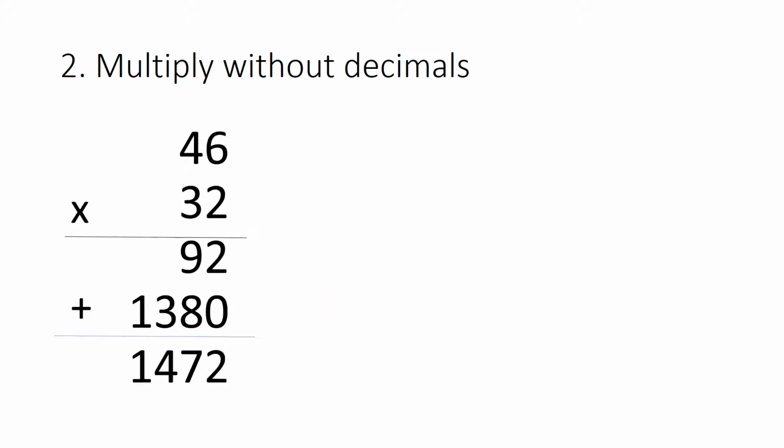All right, our next step is to multiply without decimals. So I just showed you how we multiply using our standard algorithm. This is the normal way to multiply that you and I learned when we were in school. And when you do that, you get 1,472, right? We're not doing any decimals. I took out all the decimals. So instead of multiplying 4 and 6/10 by 3 and 2/10, we just multiplied 46 by 32. And we got this 4-digit number.